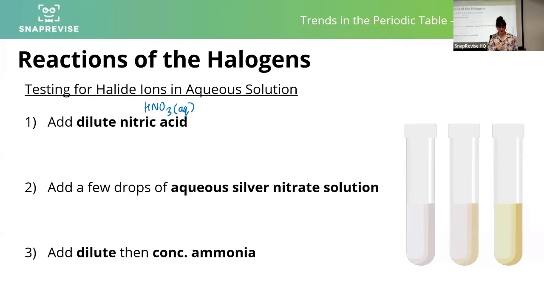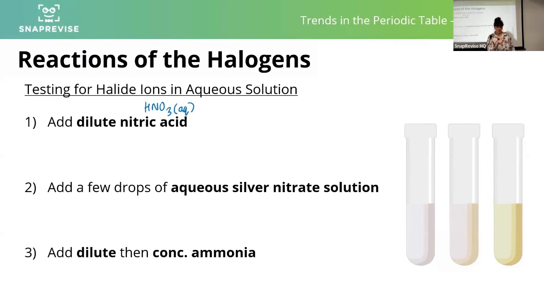Hopefully you're aware that the reason this test works is because it forms a precipitate, and we can therefore work out the color of the precipitate. But it's not just the halide ions that form precipitates with silver nitrate solution. There are other things that would form a precipitate as well, because lots of silver compounds aren't soluble. Carbonates would form precipitates, and so would hydroxides.